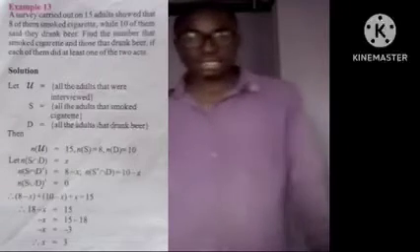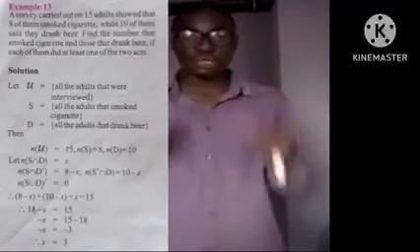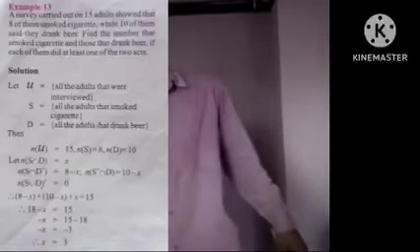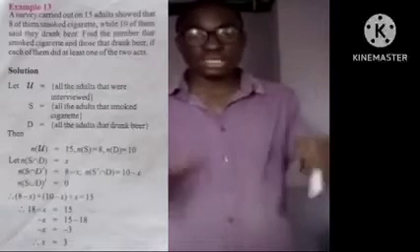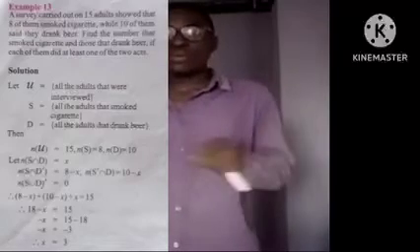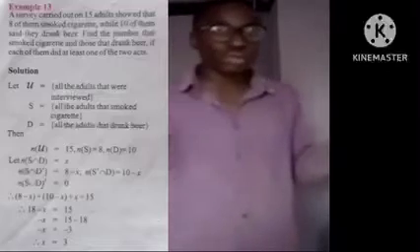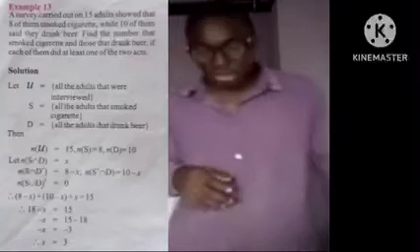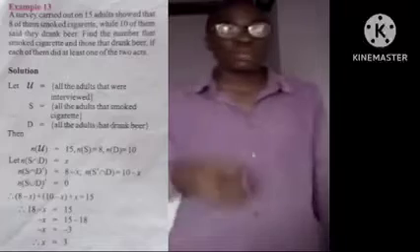Then those who smoked only will be 8 minus X, because those that smoked only will be the total number of people that smoked, subtracted by the number of people that smoked and drank. That means if you want to get people who smoked only, that would be 8 minus X. Then we also have the number of people that drank beer only. That would be the total number of people that drank, subtracted by the number of people that both smoked and drank. That will give you the number of people that drank only. So that's 10 minus X.